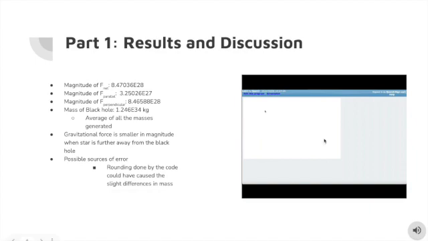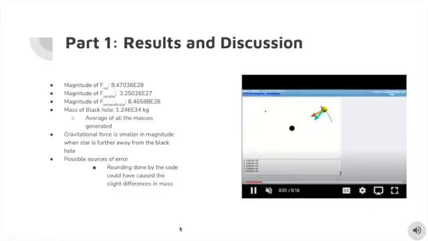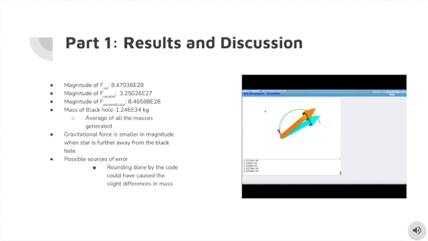As you can see on the GlowScript simulation on the right, the star orbits around the black hole. The orange arrow is the net force, the purple arrow is the parallel force, and the cyan arrow is the perpendicular force. The magnitude of all of these forces are on the slide. The mass found of the black hole was 1.246 times 10 to the 34 kilograms, and this was calculated by taking the average of all the masses generated in GlowScript. As you can also see in the video, the gravitational force is smaller in magnitude when the star is further away from the black hole versus closer to it, which is illustrated by the arrows.